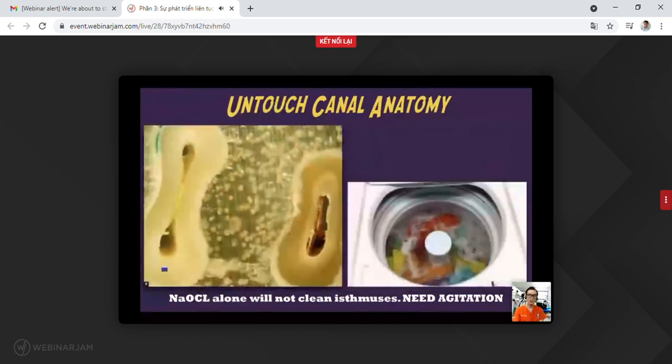It is like you are washing your clothes in your washing machine, but you won't get the dirt out of your clothes by just leaving them alone, without agitating or moving the washing machine. So if you want proper disinfection, if you want to deliver the irrigants toward the lateral canals and anal canals, you need agitation.